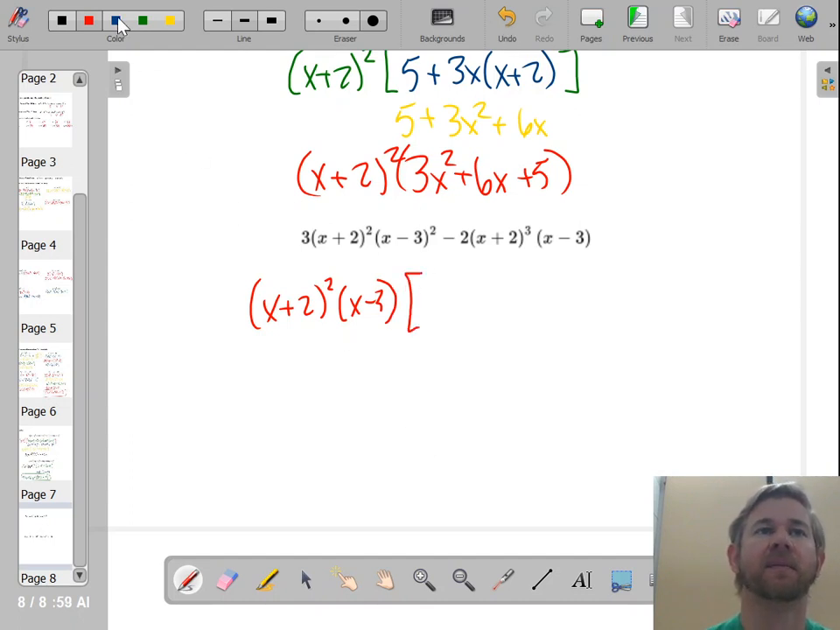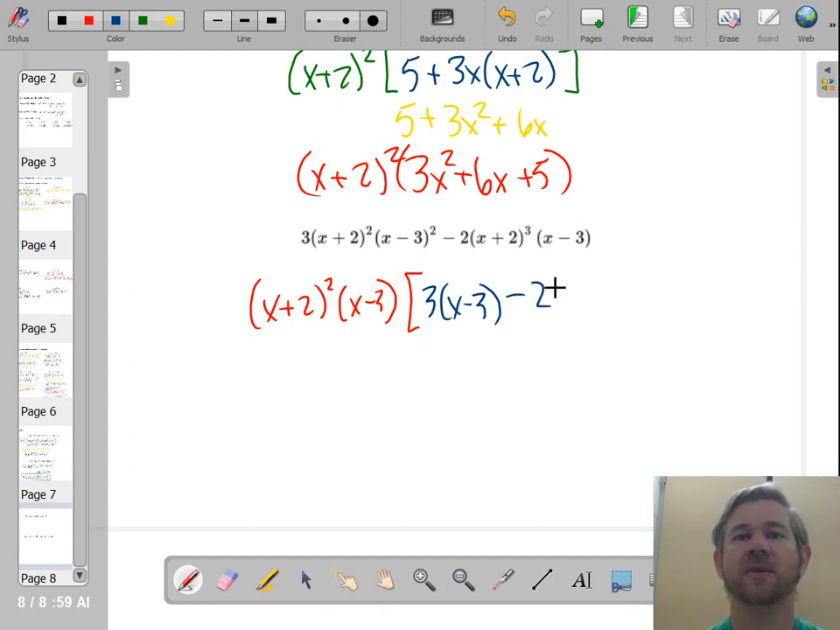Okay, that's a little better. So what do I need? 3. I factored out the x plus 2s. I factored out one of the x minus 3s, but I need another. Minus 2. I factored out 2 of the x plus 2s, but I need a third. And I did factor out x minus 3, so I'm good there.